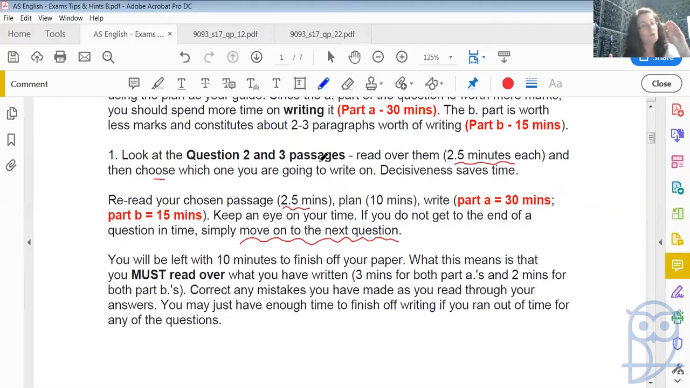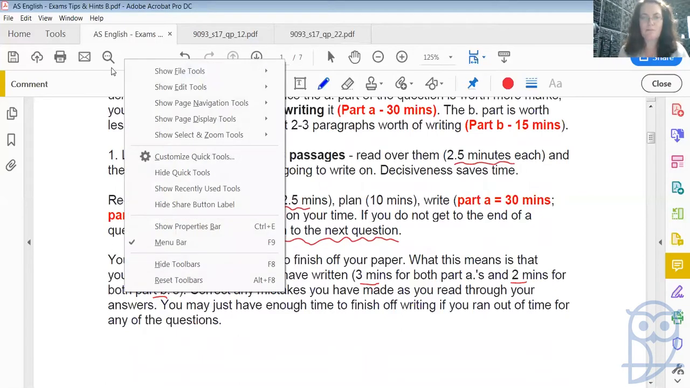Right, so at the end of this, if you stick to these times roughly, where you have 5 minutes for reading, 10 minutes for planning, and 45 minutes for writing, then in theory, you'll be left with around 10 minutes to finish off your paper. What this means is that you must read over what you have written. So 3 minutes for both of the part A's and 2 minutes for both of the part B's. So this 10 minutes covers everything you have written. You must have that 10 minutes at the end.